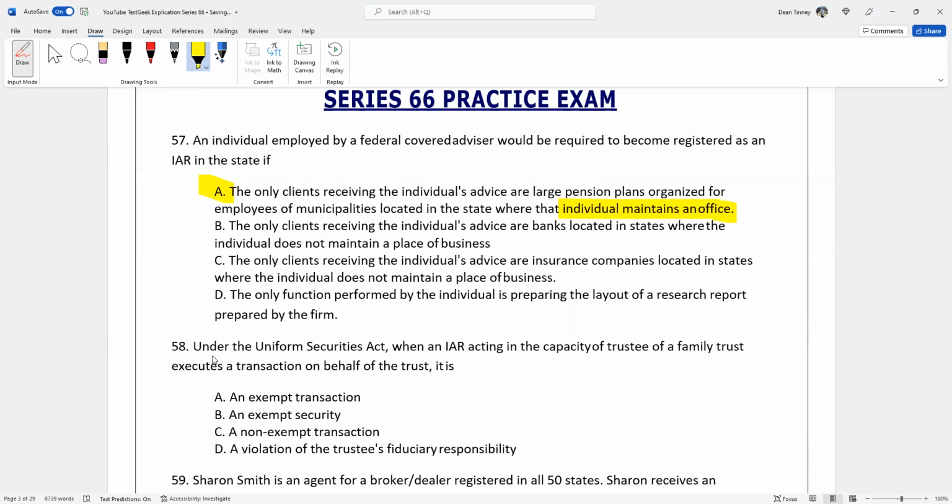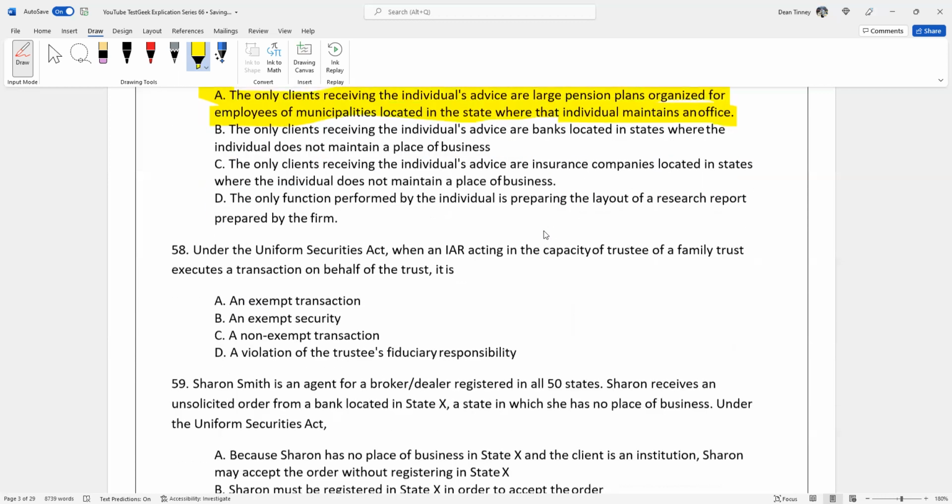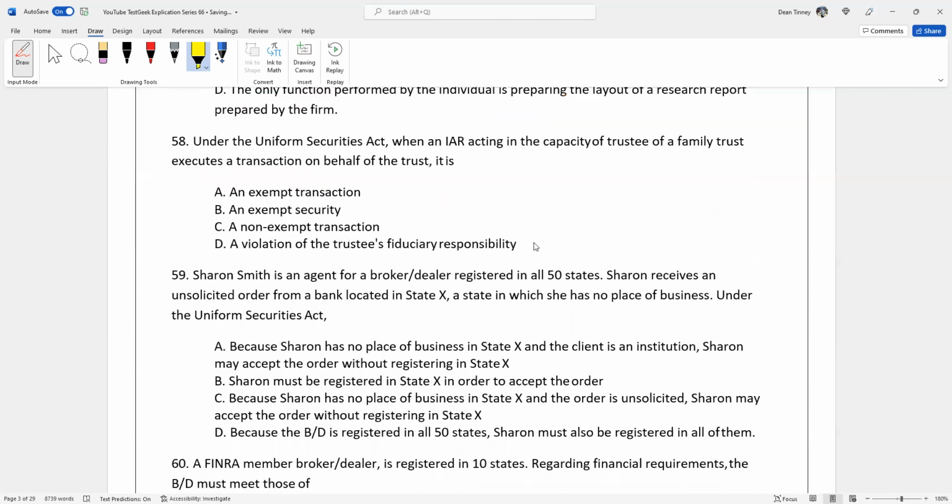I like A. Let's look at B. The only clients receiving are banks located in the state. I don't have an office. C, the only clients are companies. I don't have an office. D, I prepared a research report. That has nothing to do with it. A is our answer. Again, hopefully now you're getting confirmation of this idea of when Series 66 investment advisor reps need to be registered with the state. If you're federally covered, it's the home state, and then only if you have a place of business.